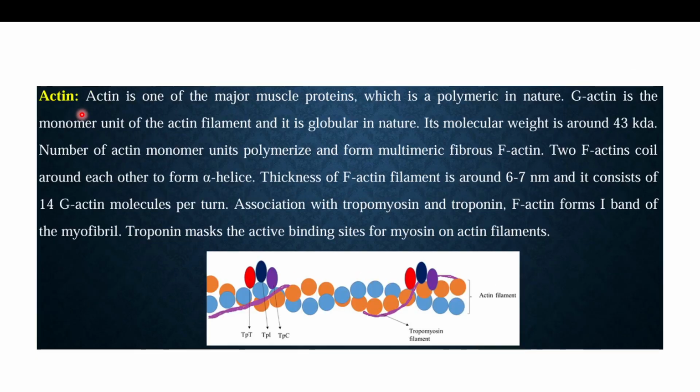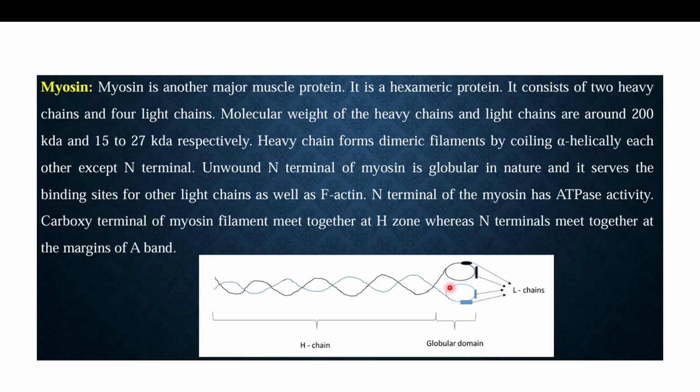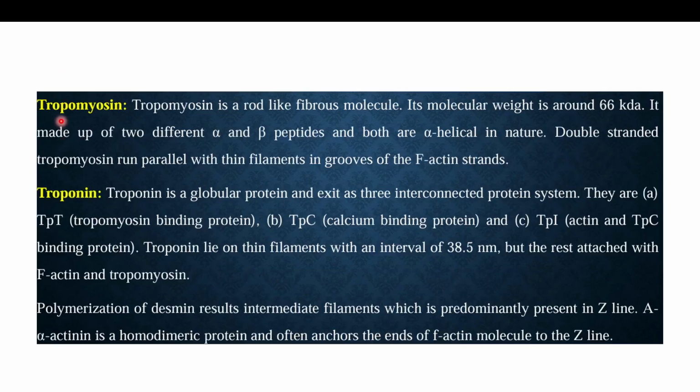Now we looked at these filaments here, these pink purplish colored filaments, which are the tropomyosin filaments. Tropomyosin is a rod-like fibrous molecule. Its molecular weight is around 66 kDa, made up of two different alpha and beta peptides, and both are alpha helical in nature. Double-stranded tropomyosin runs parallel with thin filaments in the grooves of the F-actin strands.